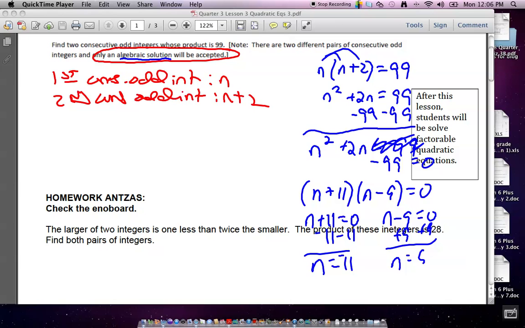Now, here's my question. Do I throw out the negative 11? No. Why? Because it's not like a length, or a time or something like that. So it even says here, note there are 2 different pairs of consecutive odd integers. So one pair is going to be negative 11 and negative 9. The other pair is positive 9 and positive 11. Isn't it true that the product of each of those pairs is 99? Yeah. Okay. So that's the scoop as far as that goes. And that's how we get it all done. Any questions about that? No.